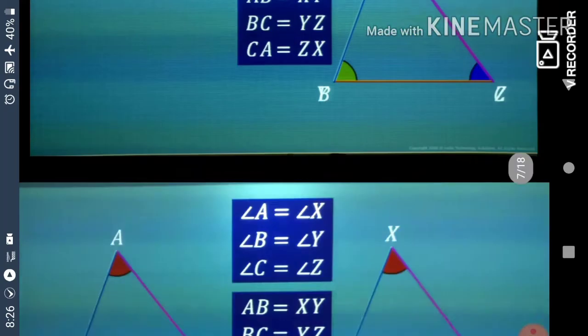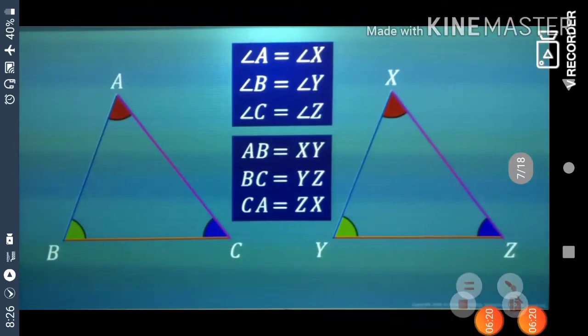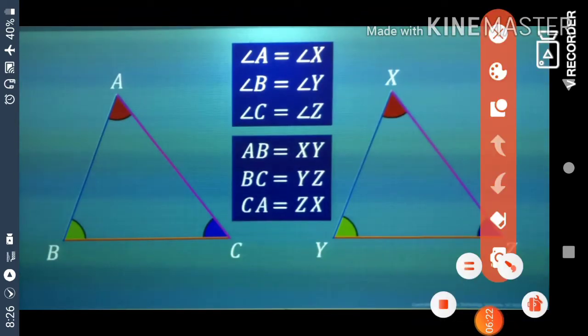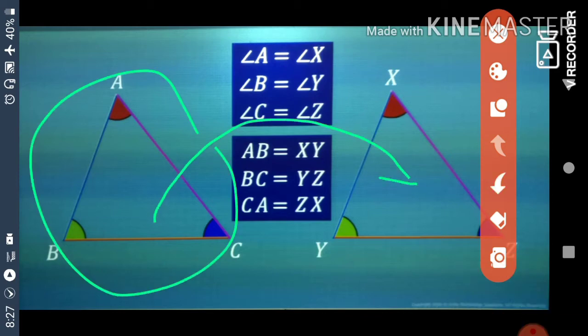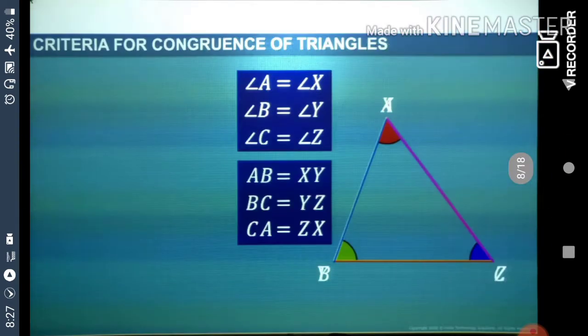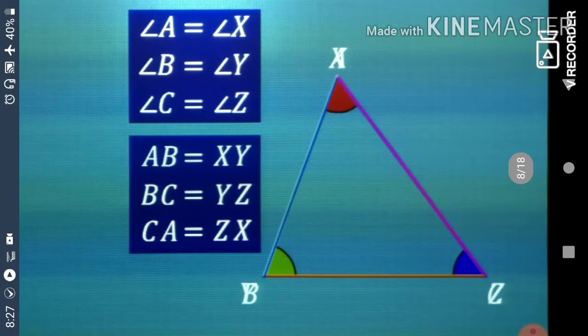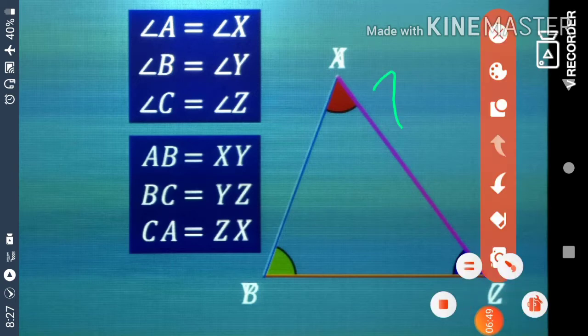If we try to superimpose these triangles over each other, suppose I take this triangle, lift it up and put it above this triangle, what will happen? They will superimpose each other. Superimposed means there is no space left. It will come like this, as you can see in this figure. I have put ABC just above the triangle XYZ. You can see no sides are left. It is just superimposed over each other.